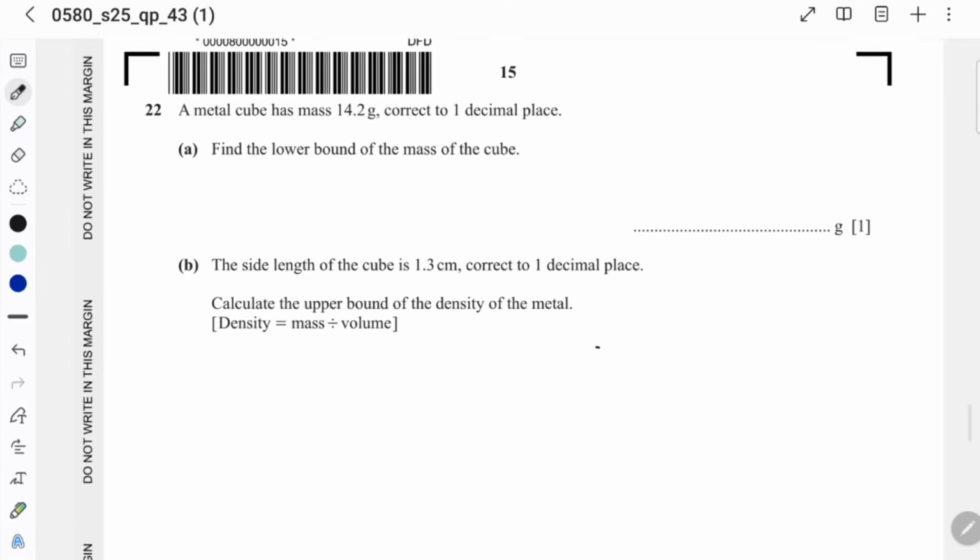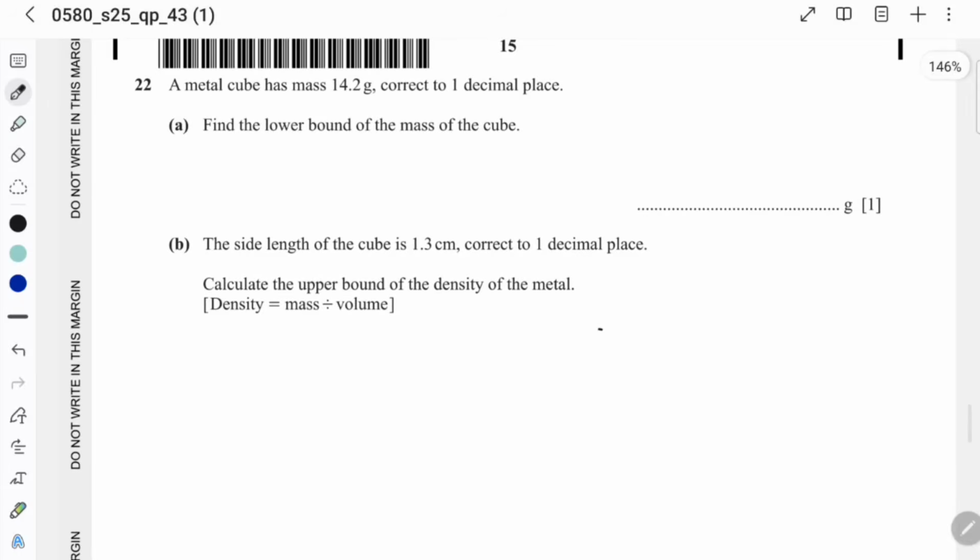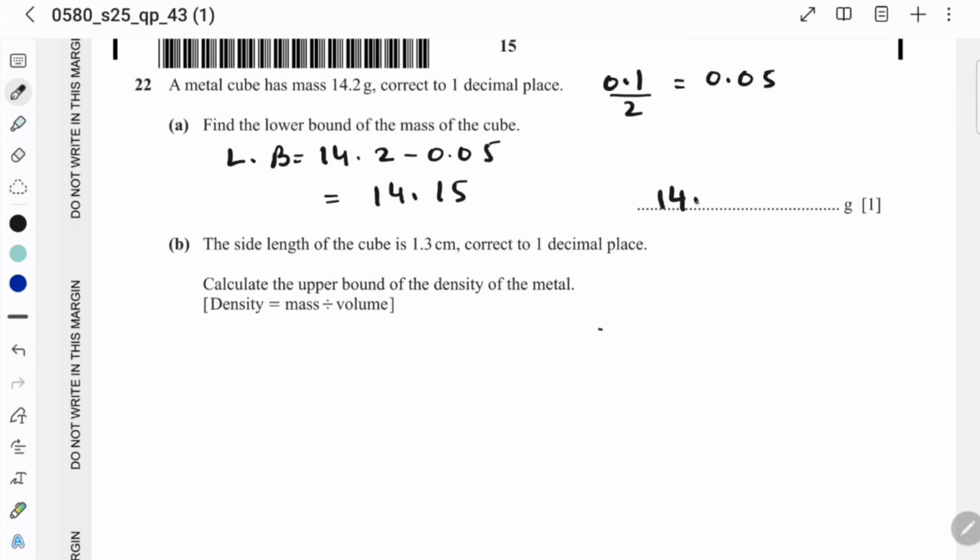Alright, come to the next question, number 22. In the 22nd question, a metal cube has a mass of 14.2 grams, correct to 1 decimal place. So this is a question of limits of accuracy. 1 decimal place means 0.1 over 2, which is 0.05. Find the lower bound of the mass of the cube. The lower bound is 14.2 minus 0.05, which equals 14.15. That is the answer for this question.